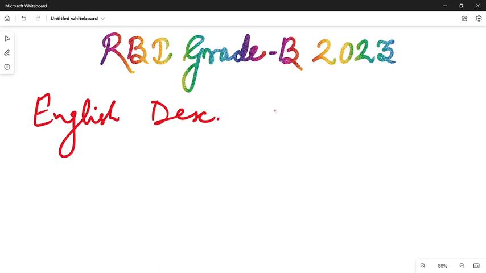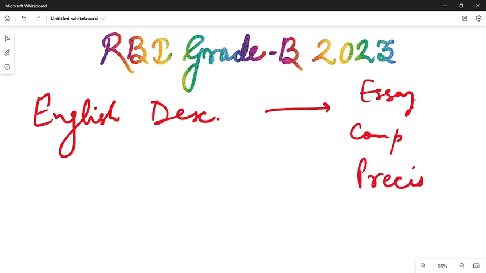You will be encountering three questions. First is the essay writing, second is the comprehension passage, and third is the précis writing. So what is essay writing? Essay writing is basically that you will be given a topic and you have to write an essay on that topic: what you actually think, what the society thinks, what according to the society or the government or your personal opinion could be the resolution to a particular problem, or a suggestion, or it could be anything under the sun.